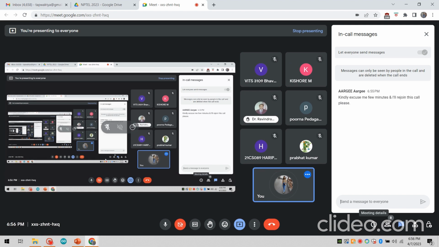Okay, sure. There is no need to message. If you want to disconnect, you can disconnect directly.